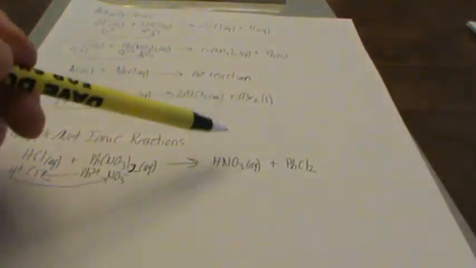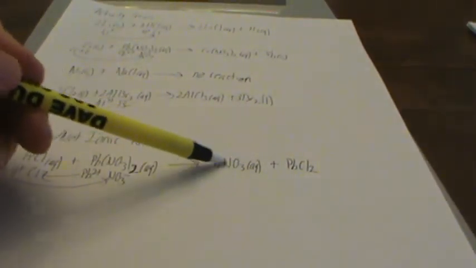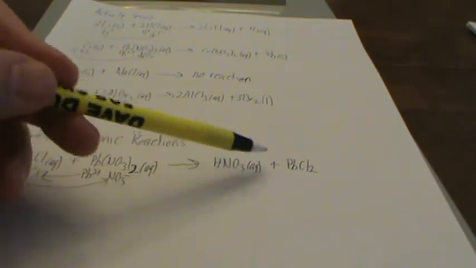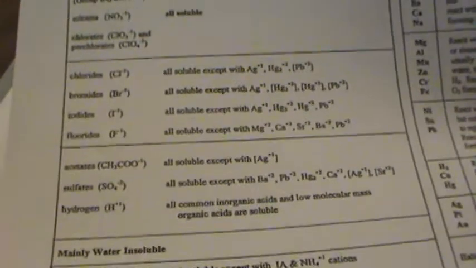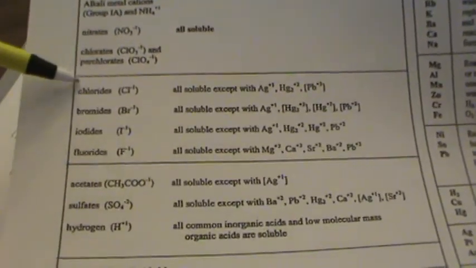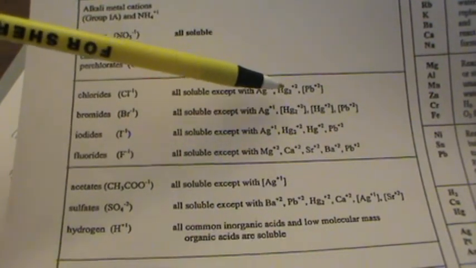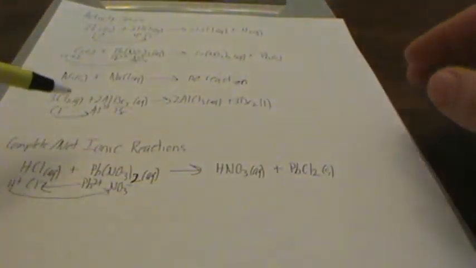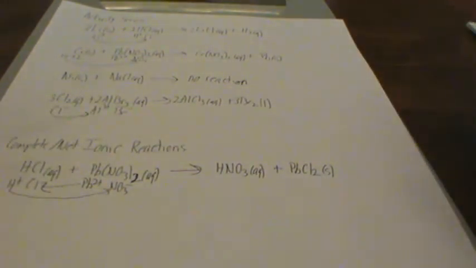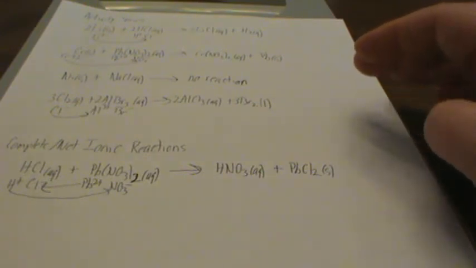PbCl2. Now, how do I know that was aqueous? All nitrate compounds are aqueous. Now, PbCl2. If we look at our solubility rules, chlorides are all soluble except with silver, mercury 1, and lead 2. So that one we're going to put down as solid. Since at least one thing in the reaction is solid, not aqueous, we can figure out our complete net ionic reaction.